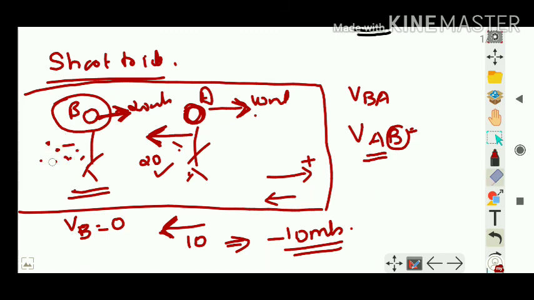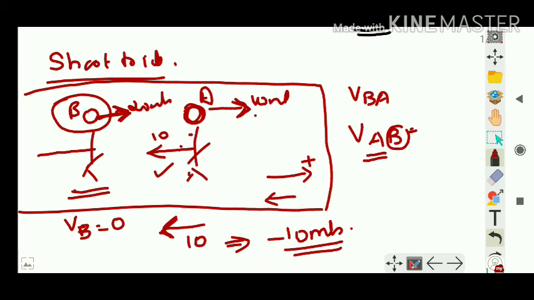Right? VBA means which is the reference point I'm going to consider. I'm going to consider the reference point as A, right? So I want to make A into 0. So the velocity of A has to be made 0, which means I have to put 10 meter per second in this direction so that A will be having velocity 0.